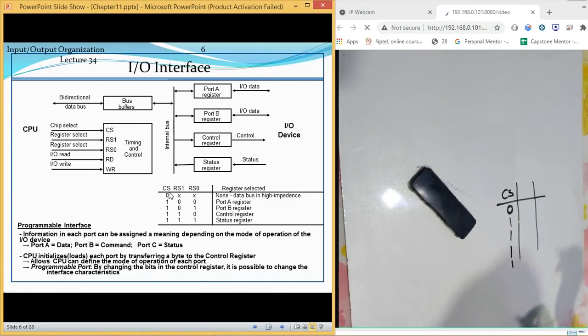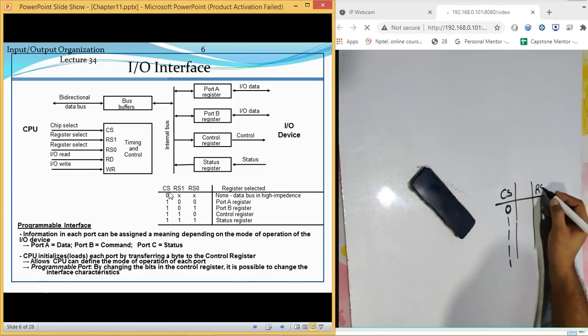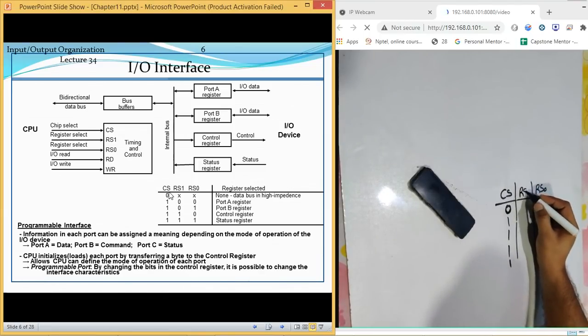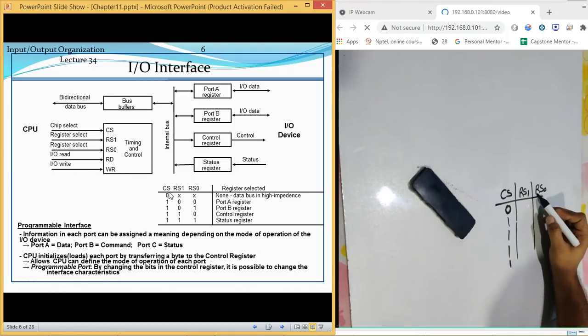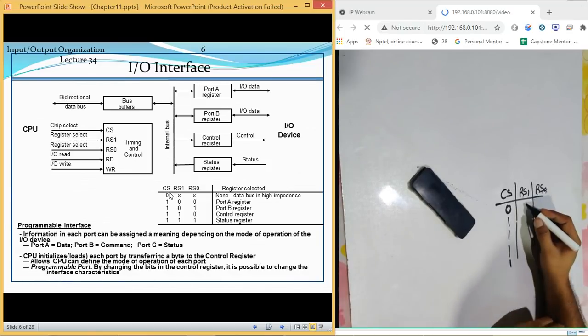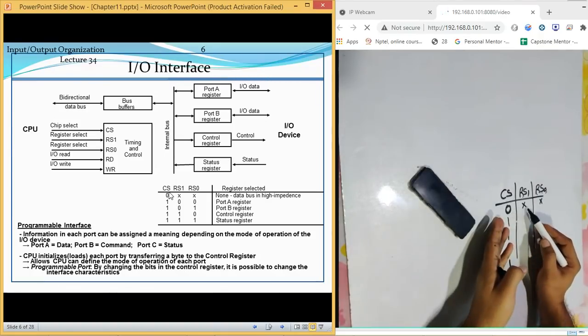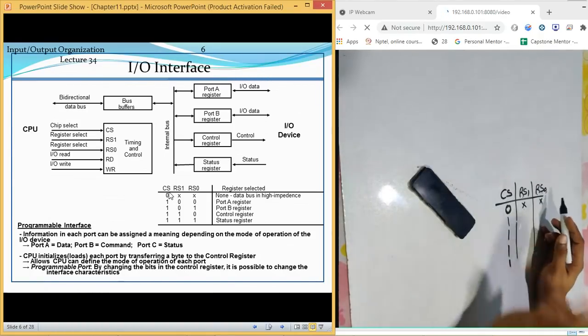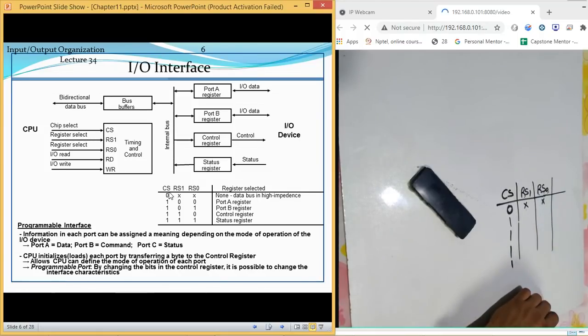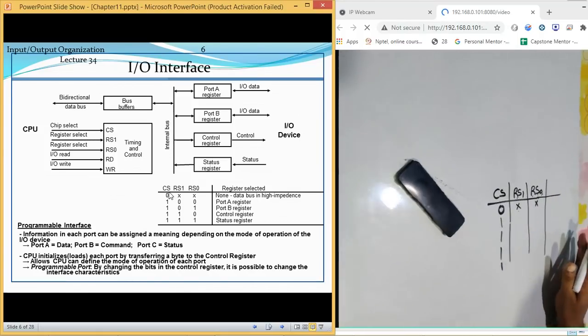Then we have two other values, RS0 and RS1. This is register select 0 and register select 1, which were S0 and S1 in the decoder. Now, as we did earlier, if CS is 0, then whether this value is 0 or this value is 1, it is not going to work. So it is the same as in the decoder.